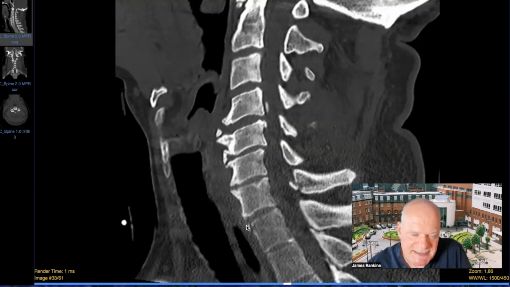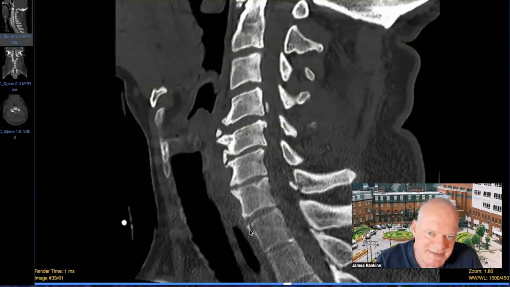And generally speaking, I've already said that horizontally orientated fracture lines are generally what occurs with a distraction force. And a flexion teardrop has more of a longitudinal orientation. So this looks like it's got more of a longitudinal orientation. So you might be thinking, perhaps this is a flexion injury.